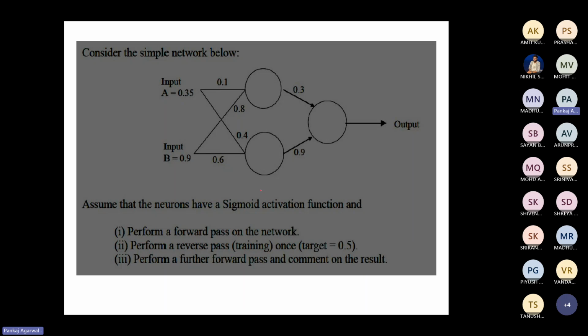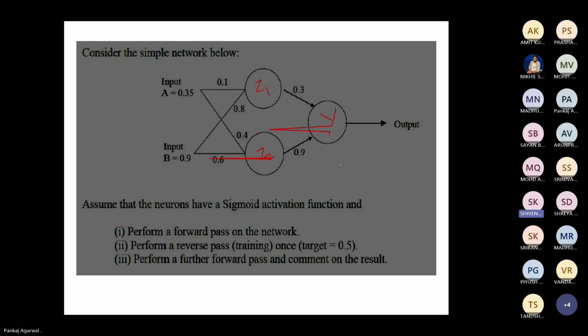Got this? I've taken one simple example just to give you a little thought process in terms of how things are happening. These are the values. So what should happen first? Can anyone tell me? Suppose I call this Z1 and this Z2, and suppose this is the target and this is the output Y. What would happen first?